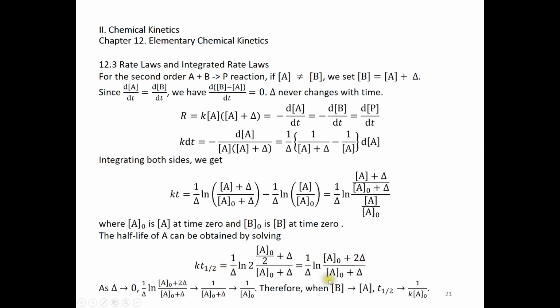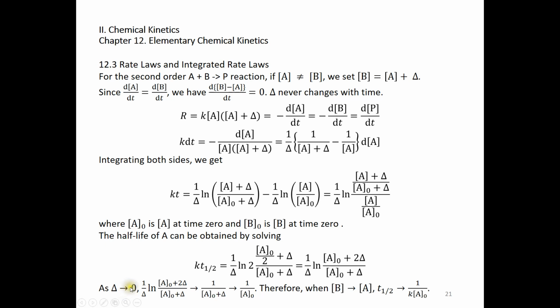What's the half-life of B? Well, it's similar. You just need to replace A naught with B naught. You get the half-life of B. It's really easy. Although it's in the expression of a logarithm of a ratio between A naught plus 2 delta over A naught plus delta. What if delta approaches 0? How do we deal with this?